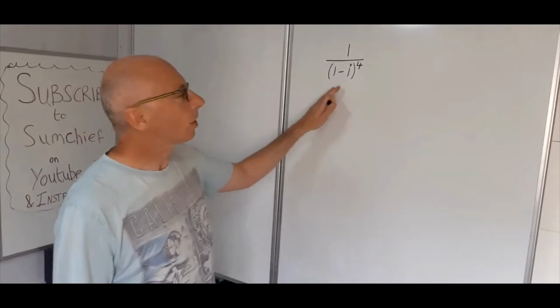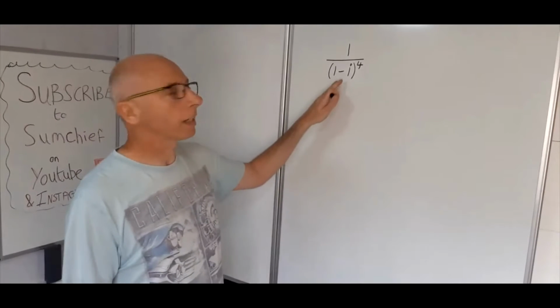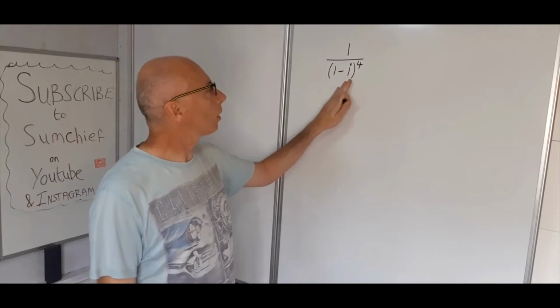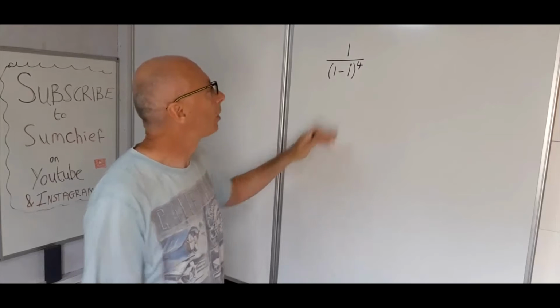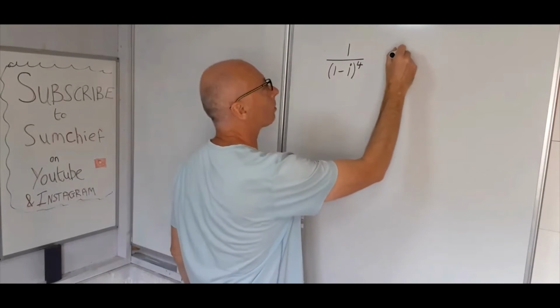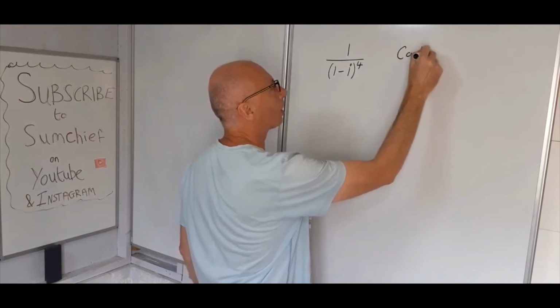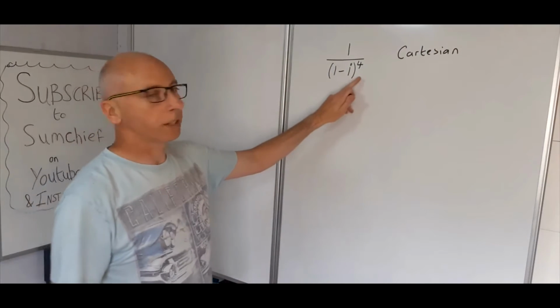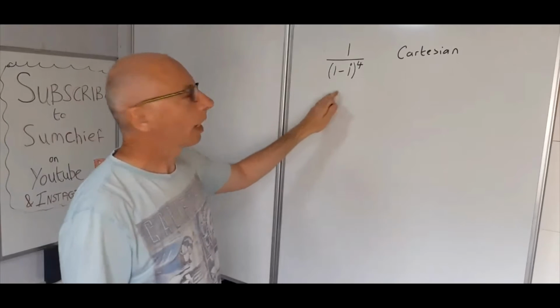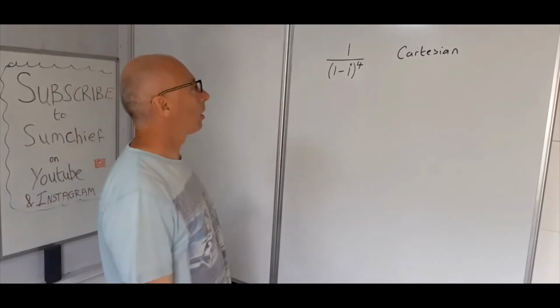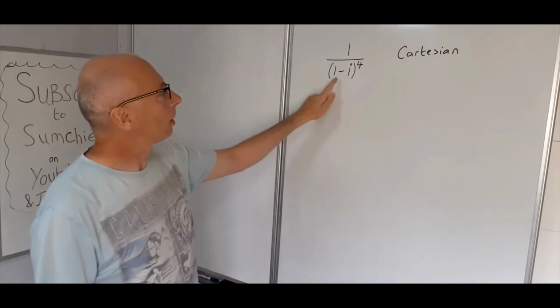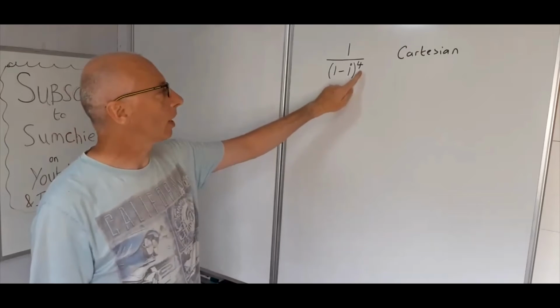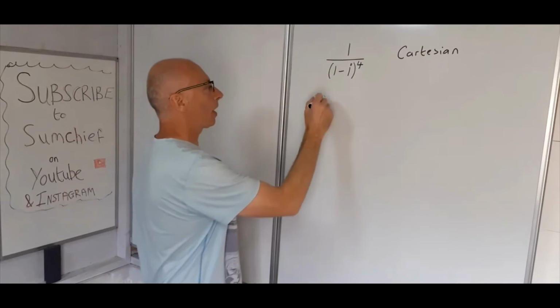Okay, so in this video what we're looking for is to find the solution to this question here in Cartesian form. So let's write this down in Cartesian form. The reciprocal of (1 minus i) to the power of 4. How are we going to work that out? First place to start is with (1 minus i) squared, and then we can square that again.